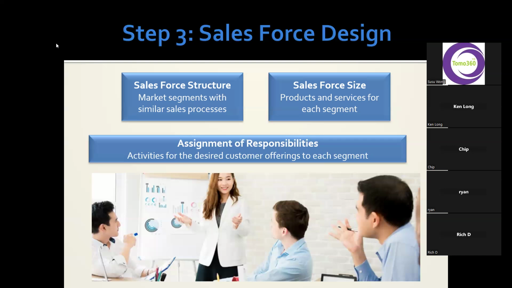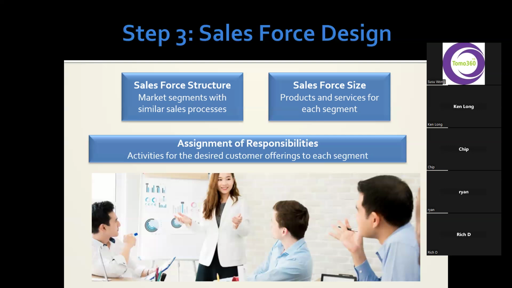Okay, step 3 now is designing your sales force. Like I said, you have a strategy. You know how you're going to go to market in terms of marketing and prospecting. Now you can determine, based on these targets and how we need to go to market to penetrate it, you can now take a look at your sales force structure.